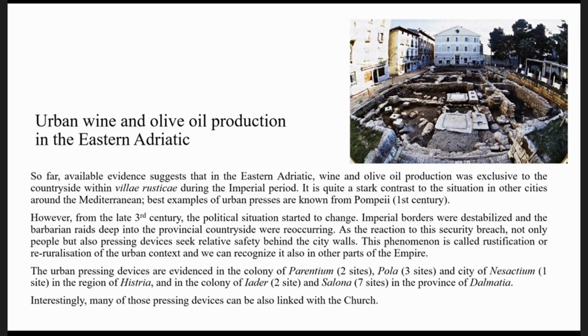Urban pressing devices are evident in the colony of Parentium, Pola, and city of Nesactium in the region of Istria, and colony of Iader and Salona in the province of Dalmatia. What is very interesting is that many of those pressing devices can also be directly linked with the early Christian church.